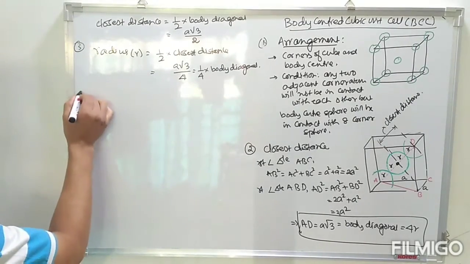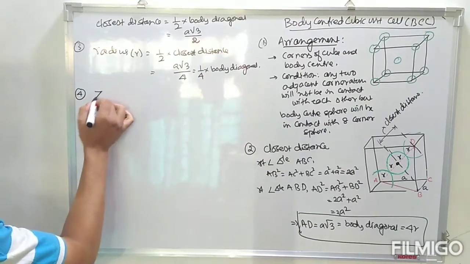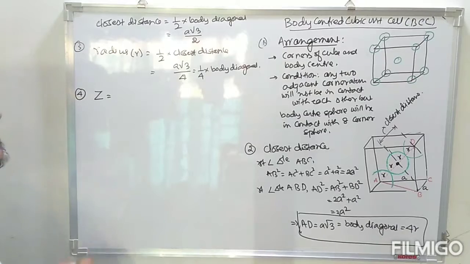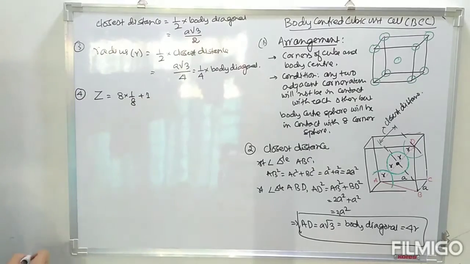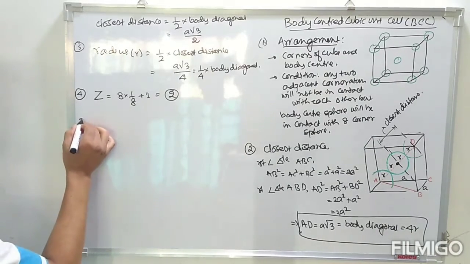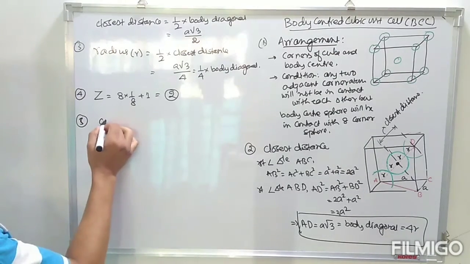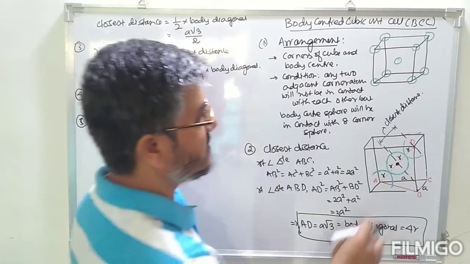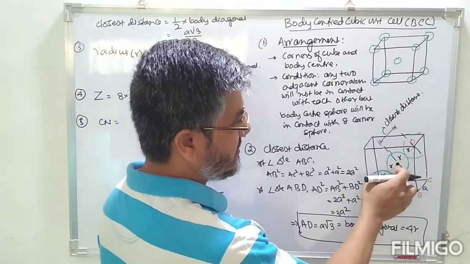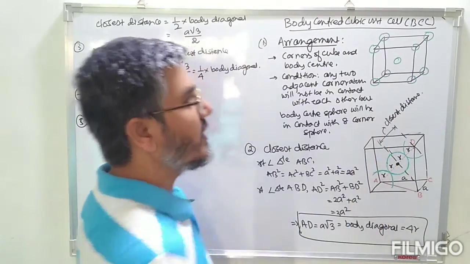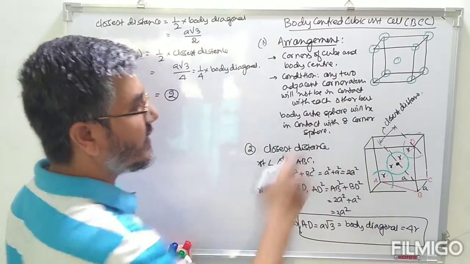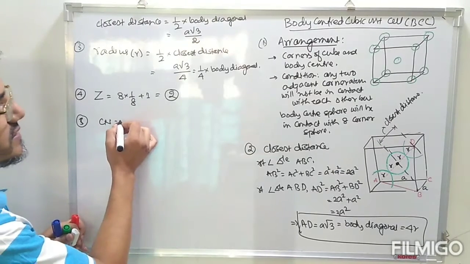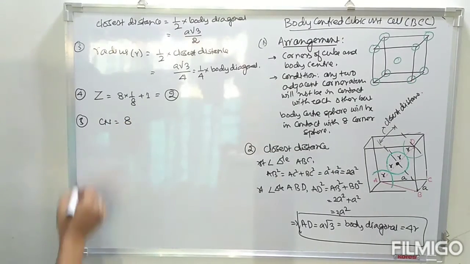Number 4, let's define Z, the effective number of atoms per unit cell. We have 8 corner atoms, each contributing 1/8, plus we have 1 body center atom. So effectively there are 2 atoms per unit cell. Number 5, look at the coordination number. This is the closest distance. At this closest distance, the body center atom is in contact with 8 corner atoms. So the coordination number is 8 in case of BCC.